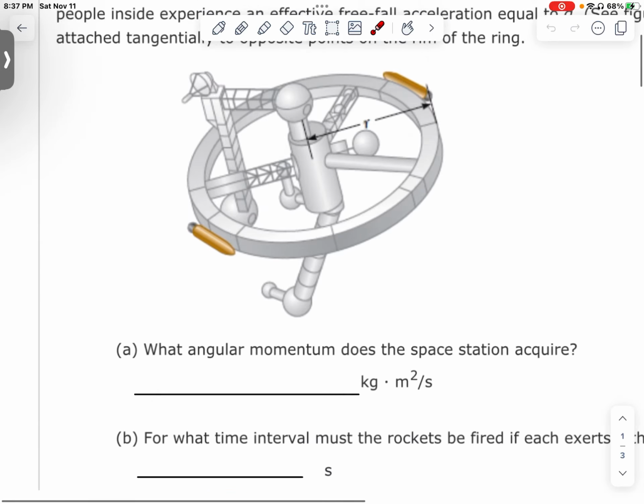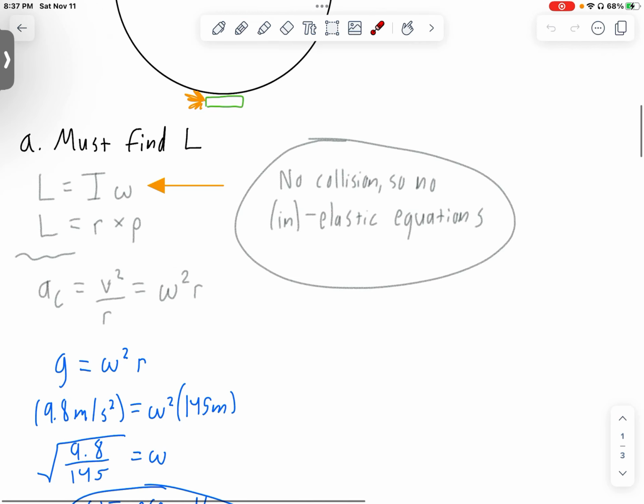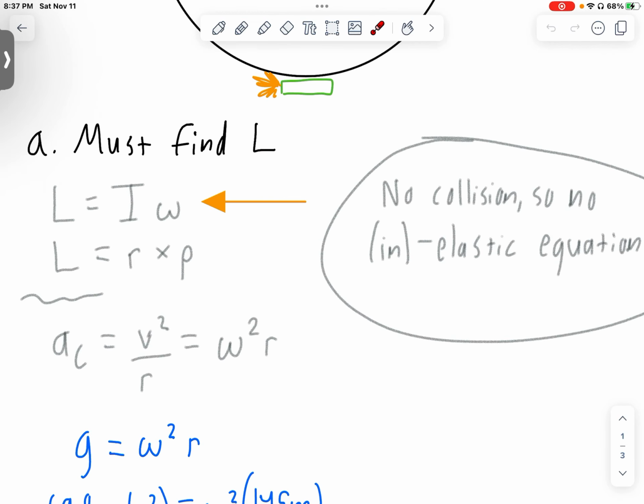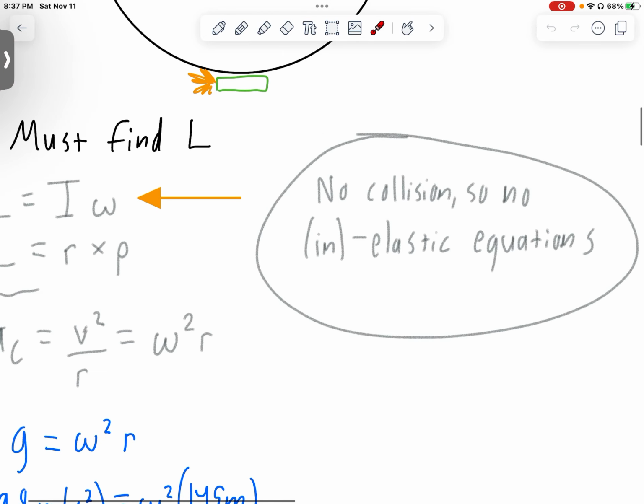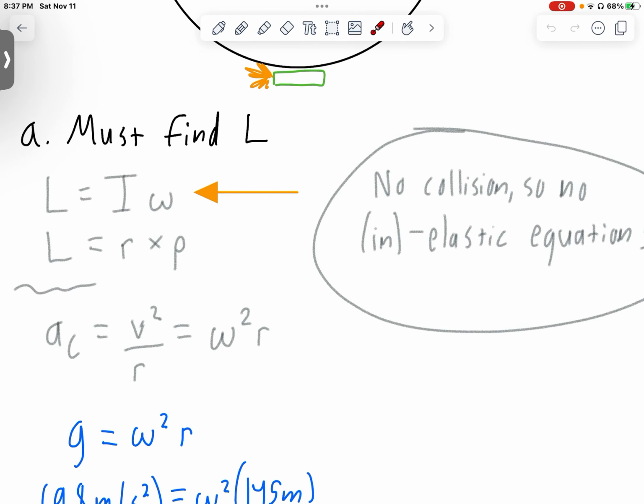Problem A asks us to find angular momentum, which is L. I wrote down two equations that we know, which are L equals I omega and L equals r cross p. And there's no reason to write the elastic or inelastic equations because this is just one object rotating. There's no locking hands or any of that.